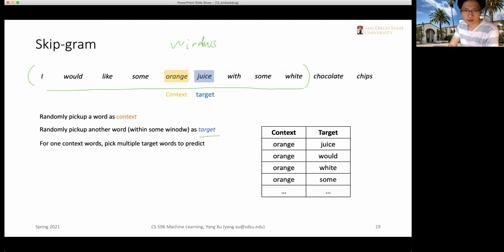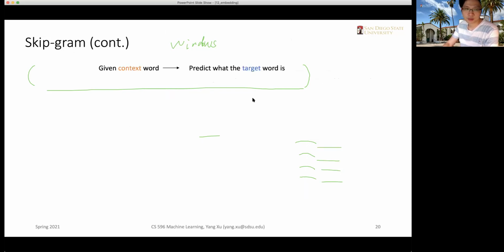Like for example, we can pick the word juice and the word wood and whites and sun as our targets, and it creates that many context-to-target pairs that will be used to construct the learning task. Okay, so how exactly is the learning task constructed?